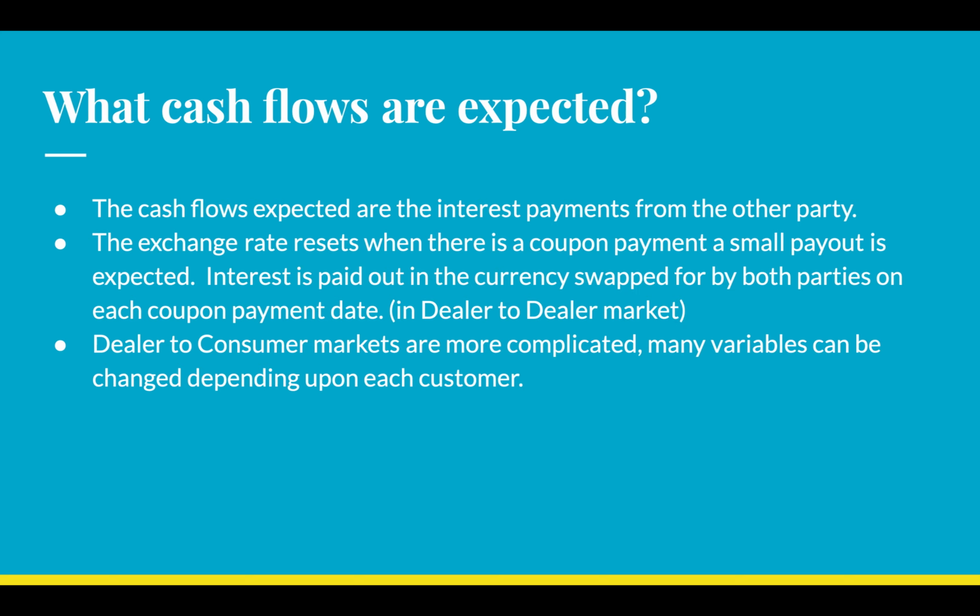The cash flows expected are the interest payments from the other party. The exchange rate resets when there is a coupon payment. A small payout is expected. Interest is paid out in the currency swapped for by both parties on each coupon payment date in a dealer-to-dealer transaction. Dealer-to-consumer markets are more complicated. Many variables can be changed depending upon each customer.